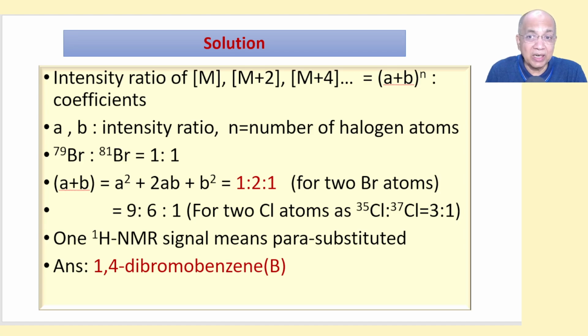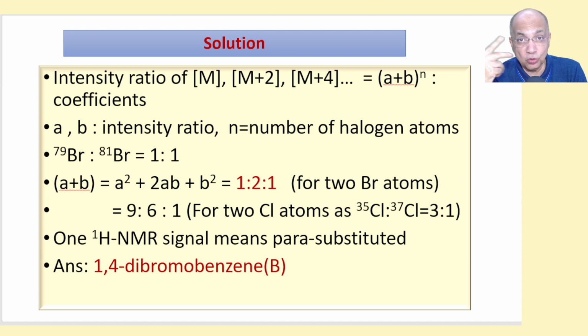And you can get the intensity of M plus 2, M plus 4, M plus 6 by expanding (a plus b) to the power n. n is the number of halogen atoms of a particular type, and a and b are the relative abundances of the most abundant isotope and the least abundant isotope. For example, for bromine a and b is 1 is to 1. First you expand, supposing there are 2 bromine, otherwise you don't expect an M plus 4 peak. If there is only 1 bromine, then at the most you will expect an M plus 2 peak.